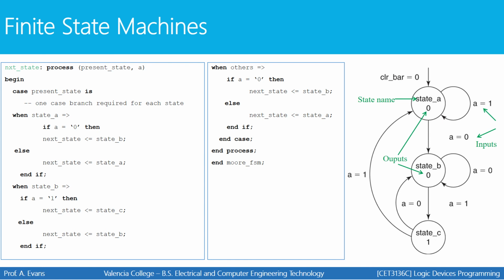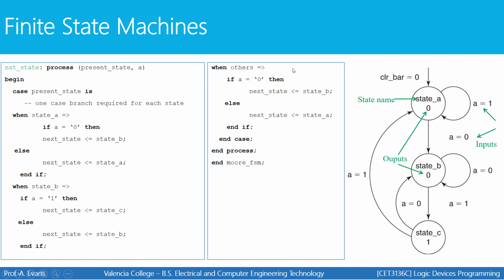And then we have when others, which basically covers our last case. What if the state is state C? If A is a 0, go back to state B. Otherwise, we go back to state A. This is pretty much all the code you need to implement this.